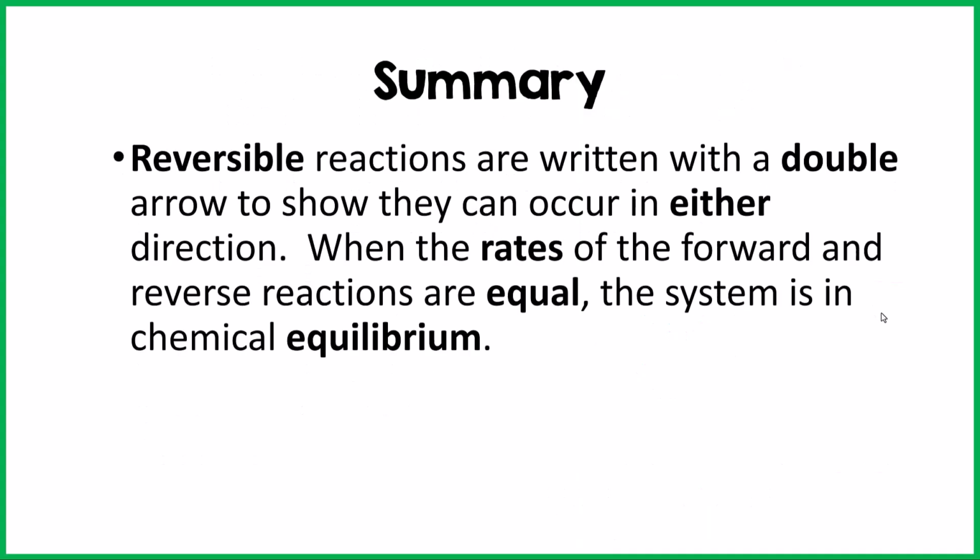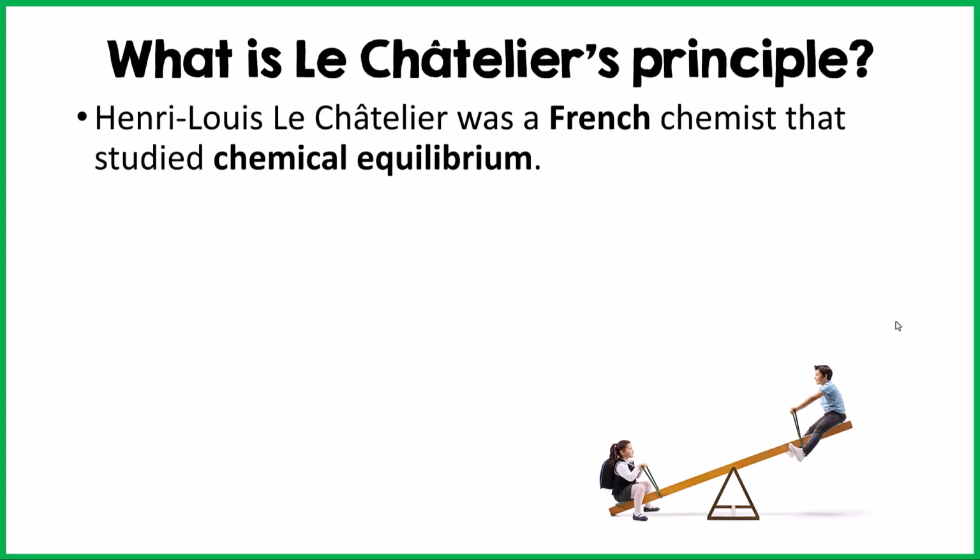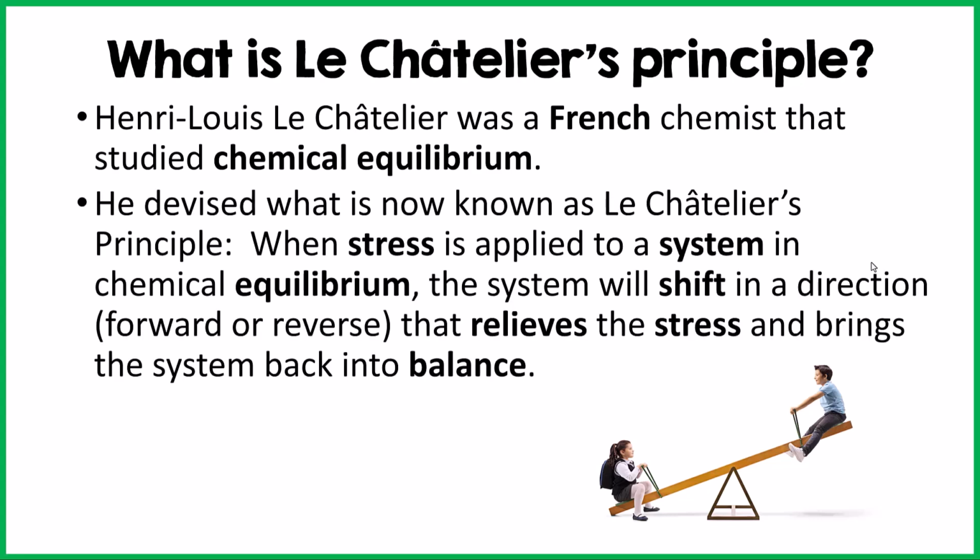In summary, reversible reactions are written with a double arrow to show that they can occur in either direction. When the rates of the forward and reverse reactions are equal, the system is in chemical equilibrium. What is Le Chatelier's principle? So this has to do with equilibrium. Henri Louis Le Chatelier was a French chemist that studied chemical equilibrium. He devised what is now known as Le Chatelier's principle.